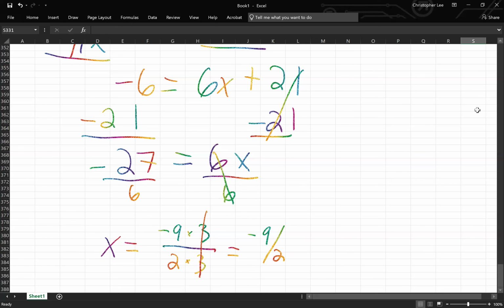So the 27 over 6, I want to reduce the fraction. All I did was break it up using 3, because I could tell that 3 goes into 27 and 6. Negative 27 is negative 9 times 3, and 6 is just 2 times 3. Since they both have 3's, the 3's cancel out, and I'm just left with negative 9 over 2. So that's how I got that.